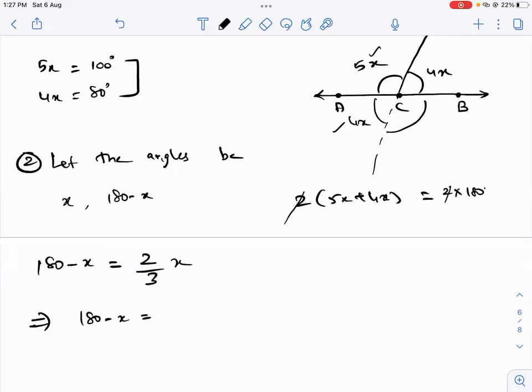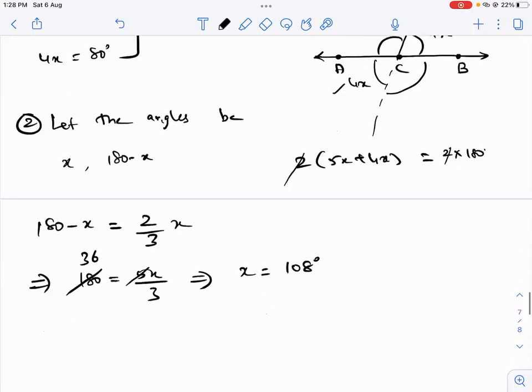So 180 minus x is 2 by 3 x. So 180 will be how much? 5x by 3, which implies x is equal to 5 will cancel 180 how many times? 36 times. So 36 into 3 is going to be 108. If x is 108, 180 minus x will be 72 degrees. So what can you conclude? That these two are the angles, right?